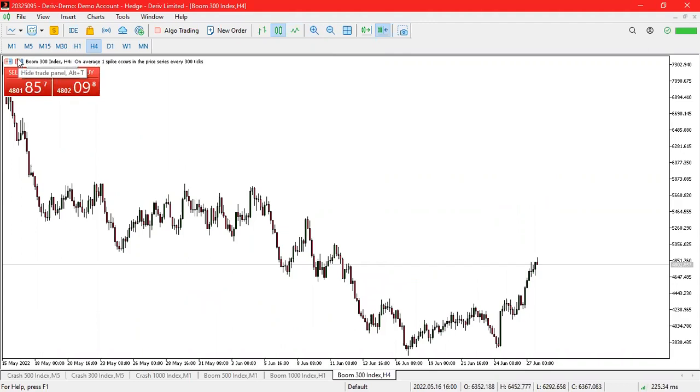This is Boom 300. Guys, scalping spikes, or trading spikes, is very easy. It's very easy, these things. That's Boom 300, Boom 300, Boom 300. And then it's just that these things need patience. Without patience, you can't trade.